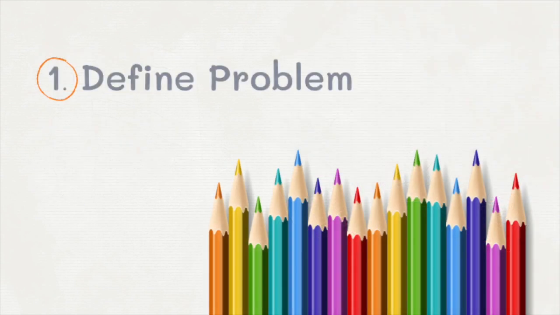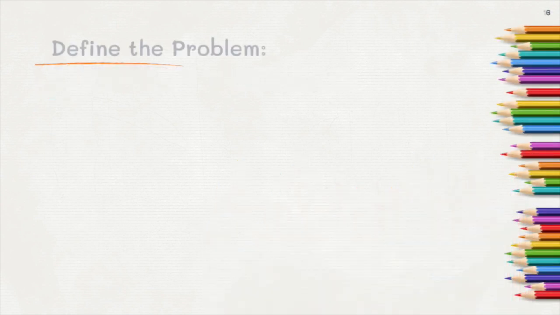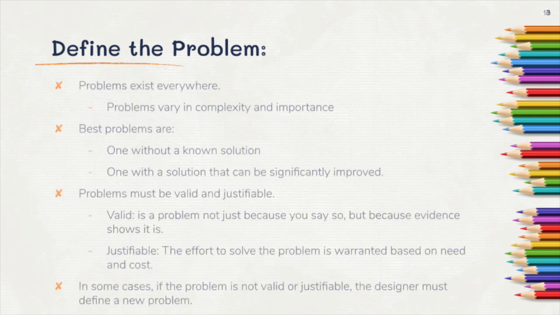The first step of the design process is to define the problem. Problems exist everywhere and vary in complexity and importance. The best problems are ones that do not have a known solution or have a solution that can be significantly improved. All problems need to be valid and justifiable. This means that a problem is a problem because there is evidence to support it, not just because someone says it is. A problem must also be worth solving because of its need and cost.